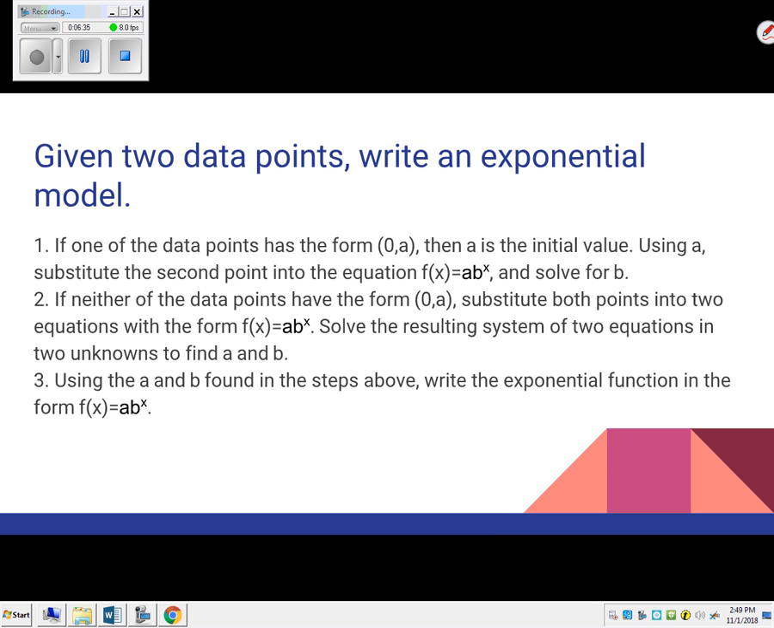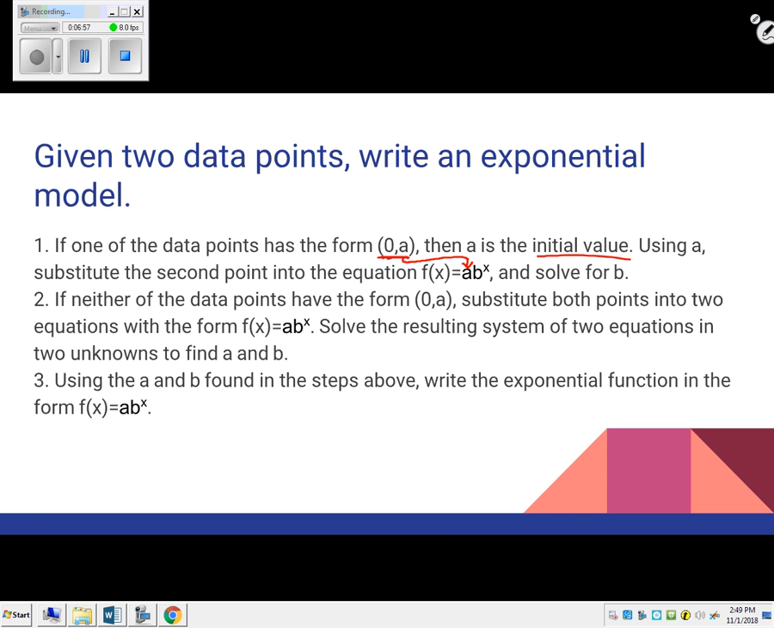Okay. Now, there's two ways that this can happen. First, they could give you this initial point right here, the initial value. And if they give you that initial value, just like we saw on the last slide, that initial value slides right here into that front space where this A is. We like those problems. We can then take our other point, x, y, plug it in, and solve for B.